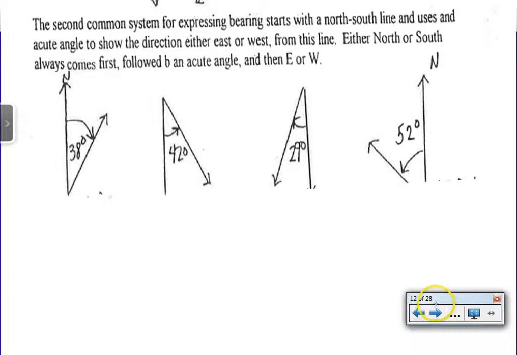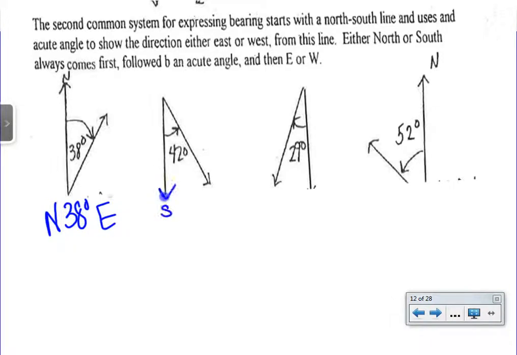Let's look at some other examples of how we can label these. So, this particular example, let's go back to our old notation. 38 degrees this direction. So off of north, you travel 38 degrees east. Now in that new notation that we just learned, they would have just called it 38 degrees with the understanding that you came off of north.